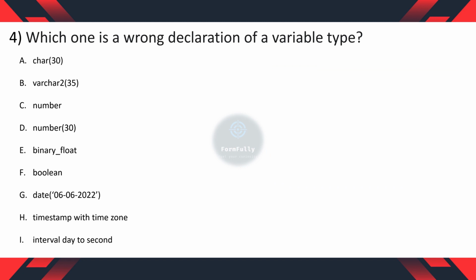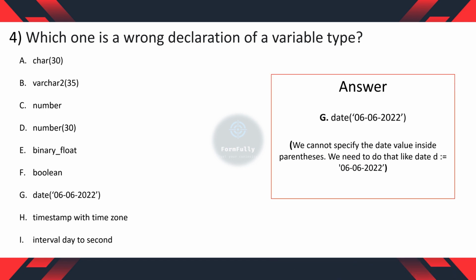Question 4. Which one is a wrong declaration of a variable type? A. CHAR(30). B. VARCHAR2(35). C. NUMBER. D. NUMBER(30). E. BINARY_FLOAT. F. BOOLEAN. G. DATE with a date given inside parentheses. H. TIMESTAMP WITH TIME ZONE. I. INTERVAL DAY TO SECOND. The correct option is G, because we cannot specify a date value inside parentheses.